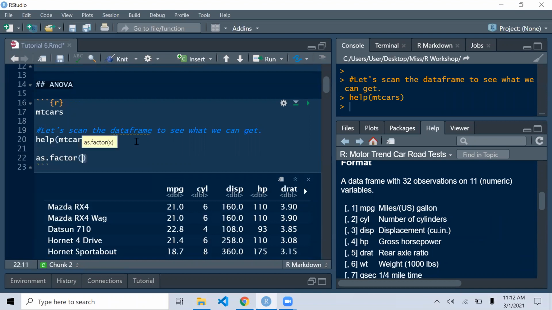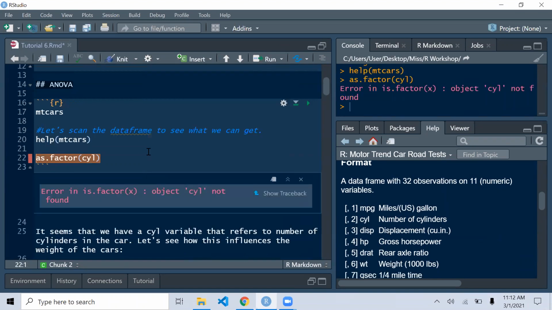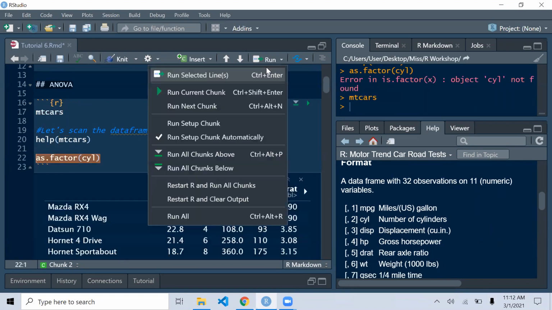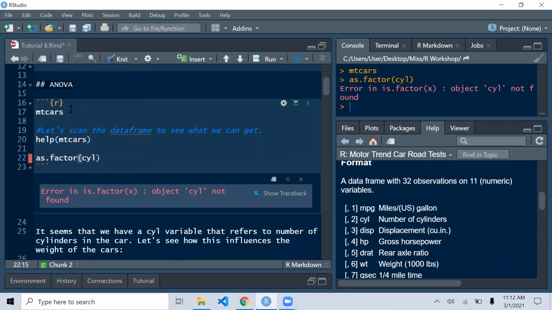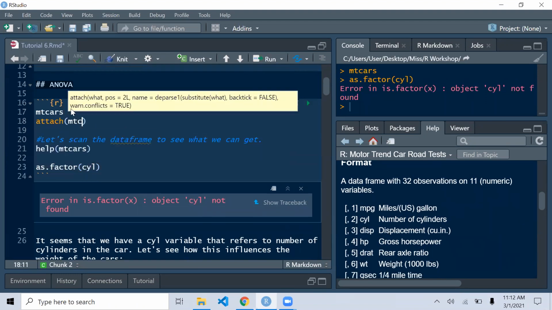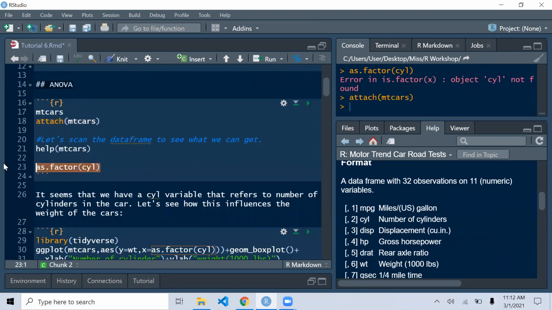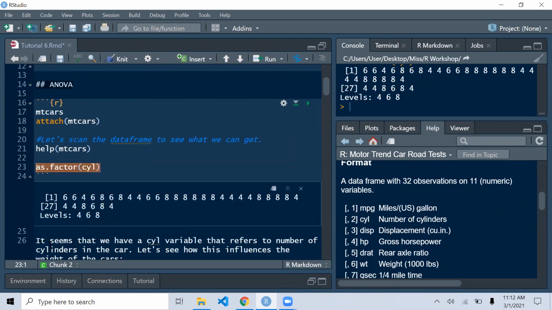Maybe if we do as.factor of cylinder, we can see how many classes there actually are. If we just run this, oh, I have to attach it first, that's why. This is a lesson: even though this is a data set within the base R environment, if I don't attach it, it won't be able to read the cylinder variable. Okay, so you can see there are three different levels, 4, 6, and 8.